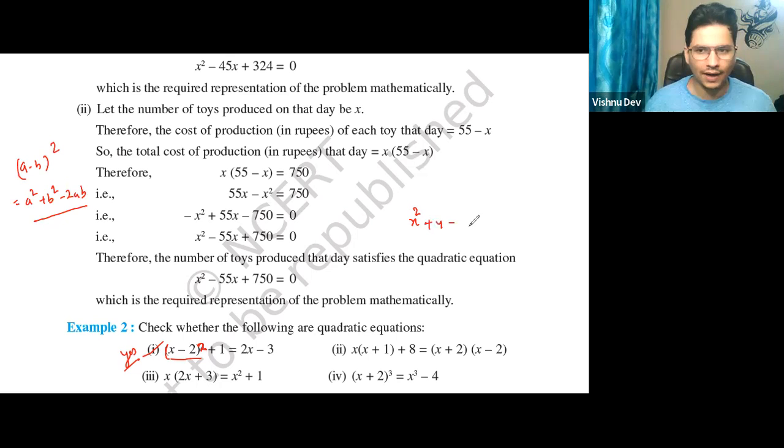4x plus 1 is equal to 2x minus 3. So it is a quadratic equation, right? Second one. Is this a quadratic equation?